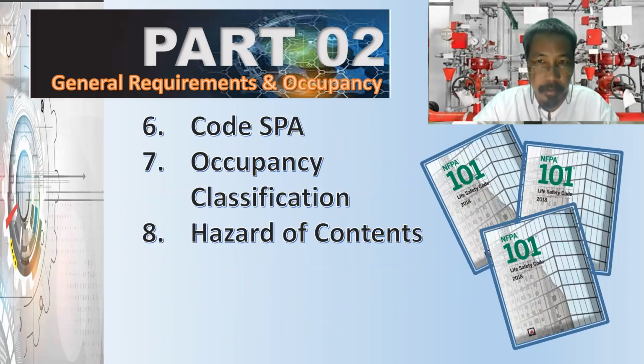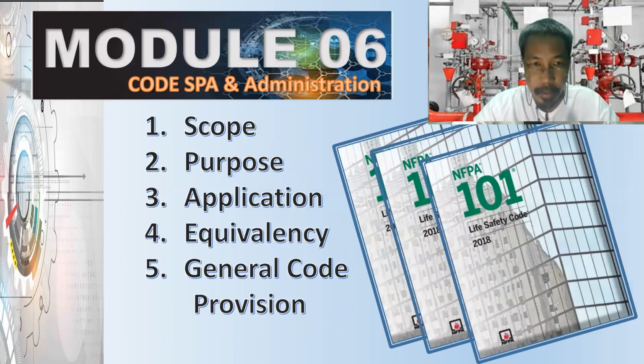So in this part two, we have three major topics: code SPA, occupancy classification, and hazard of contents. Right now, we are discussing code SPA. Under this major topic, we have scope, purpose, application, which is the words with acronym SPA. Also, we will discuss equivalency and general code provision. So I think we are now on number 4, equivalency. This is the module that will explain what we mean by equivalency and how it matters in practical use.